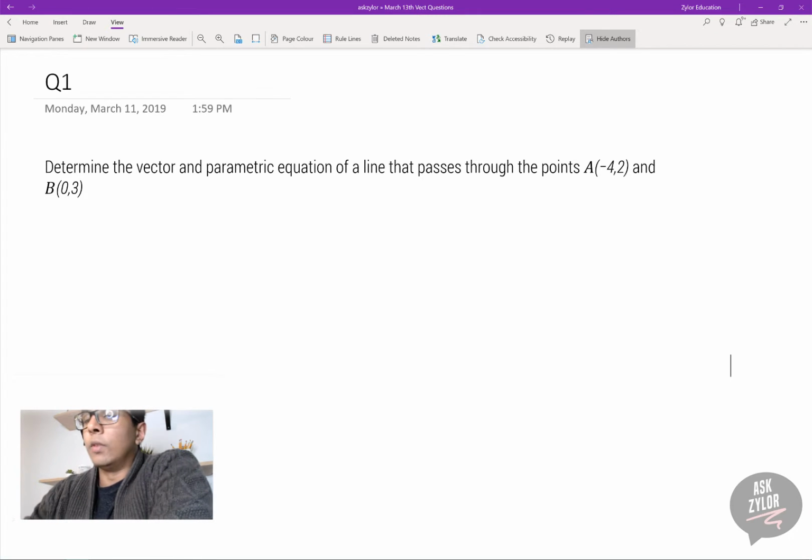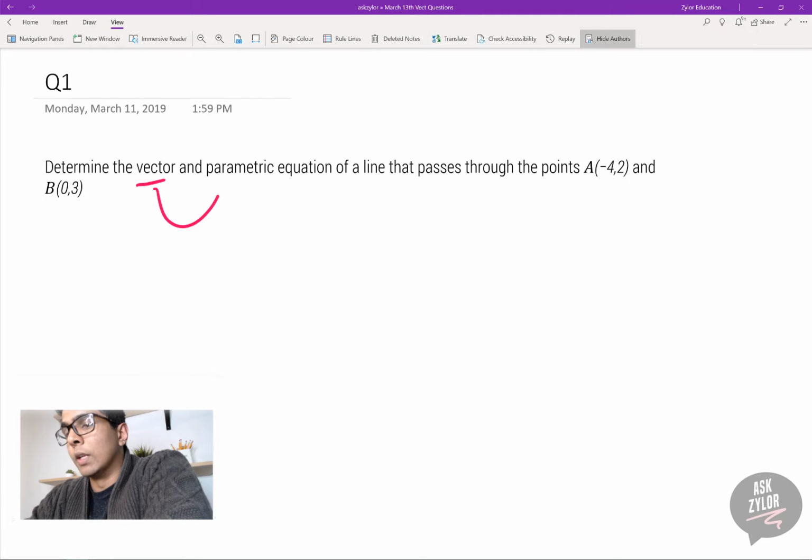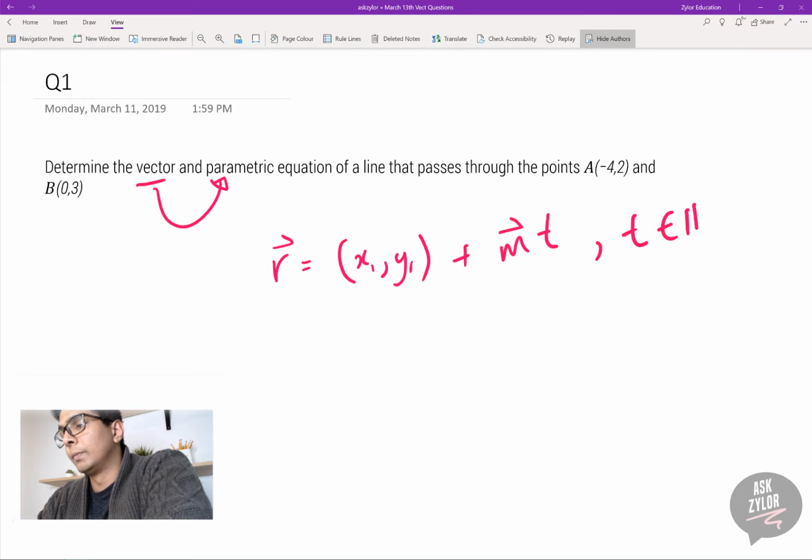The first thing we should be doing is finding the vector equation, because we can derive the parametric equation from the vector equation. My vector equation is going to be in this form. It's going to be a point plus a slope, and then t will be my parameter. So we should be trying to find what this direction vector is.